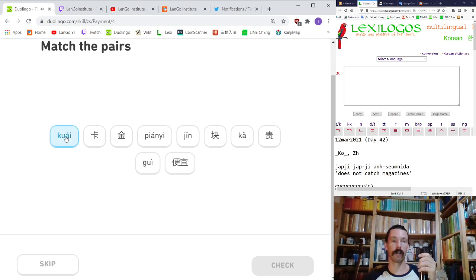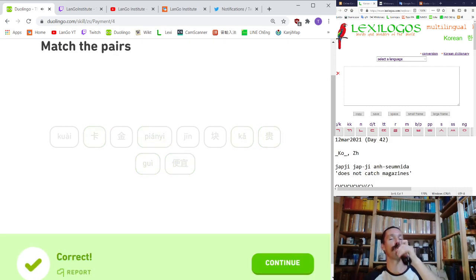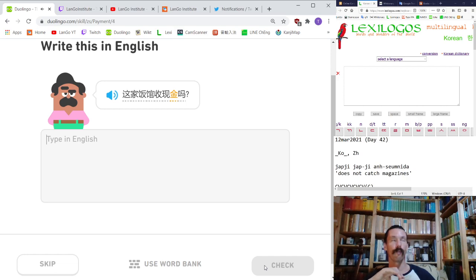这家饭馆收现金吗？This restaurant, does this restaurant take cash?